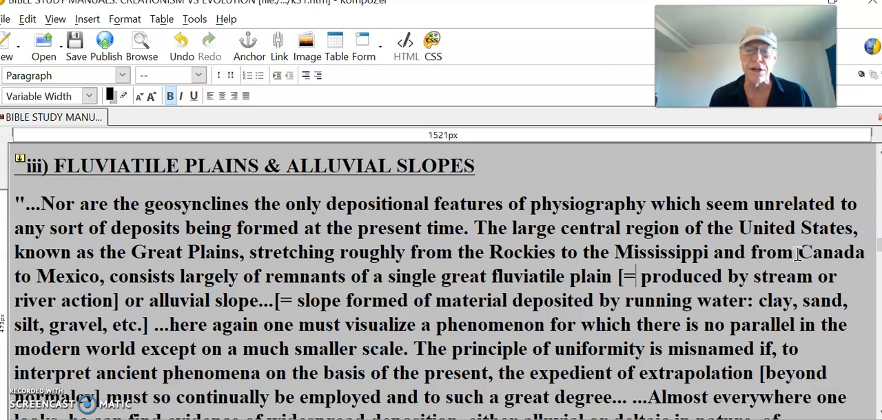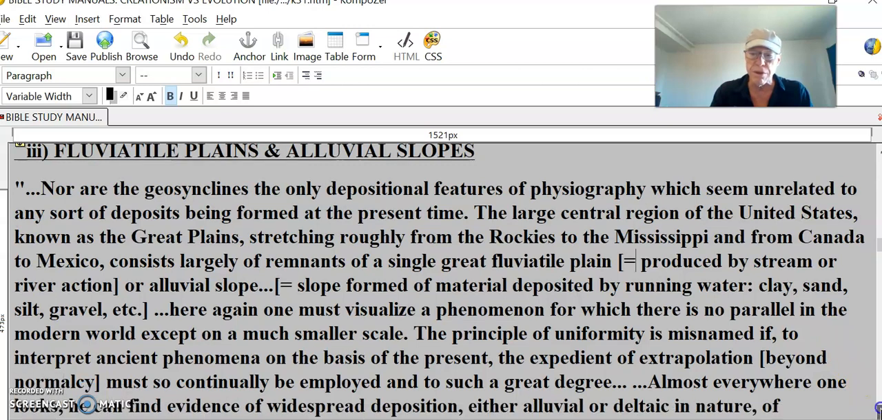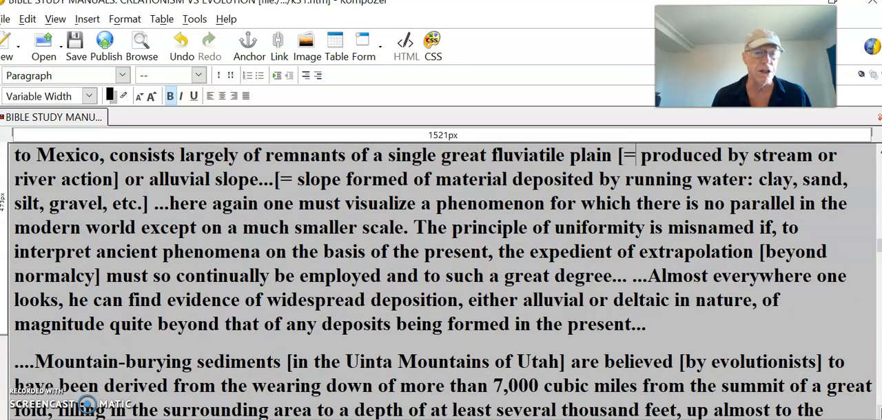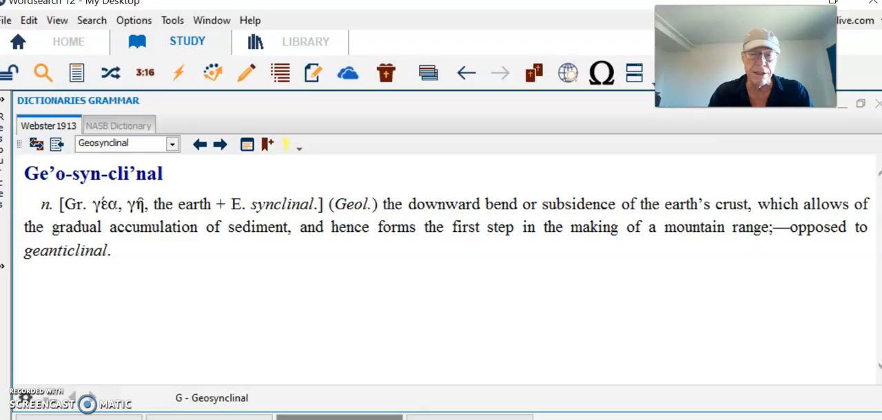Here again one must visualize a phenomenon for which there is no parallel in the modern world except on a much smaller scale. The principle of uniformity is misnamed if, to interpret ancient phenomena on the basis of the present, the expedient of extrapolation beyond normalcy must so continually be developed and to such a degree. Almost everywhere one looks, he can find evidence of widespread deposition, either alluvial or deltaic in nature, of magnitude quite beyond that of any deposits being formed in the present. There's another word, deltaic.